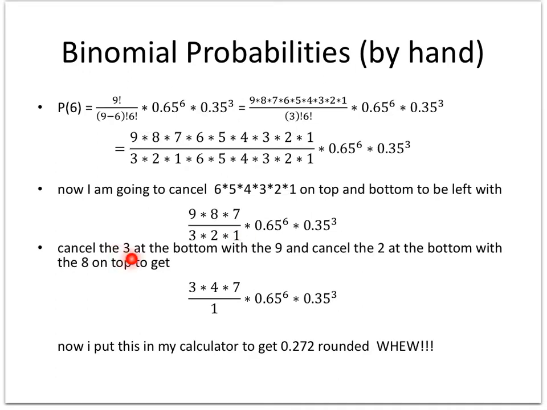And then finally I'm going to cancel the 3 at the bottom with the 9. So 3 goes into 9 3 times. 2 will go into 8 4 times. And that gives me something easier that I can just put straight into my calculator and get that answer. Phew, right? No way I would go through doing this technique. I'd at least go through this example once so you understand how this formula works, but then I would learn the shortcut.